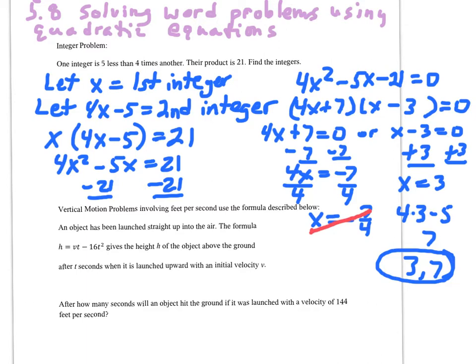Okay, let's look at the next type of problem. These are what are called vertical motion problems, and when you have ones involving units of feet per second, you can use this formula: h equals vt minus 16t squared. Basically you have an object going up and an object going down. Let me draw that down below here, what this formula is all about.